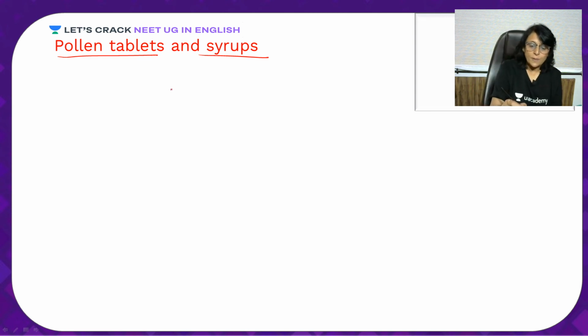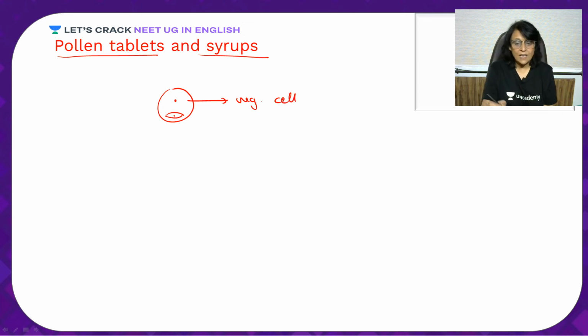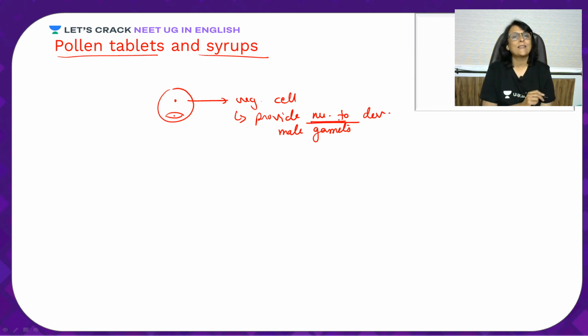Now if you remember the structure of pollen grain, we said there are 2 cells, right? This was the vegetative cell. And the vegetative cell's job was to provide nutrition or nourishment to the developing male gametes and the generative cell. That means it has all that nourishment. So if there is some nutrition inside this, why can't we take this?